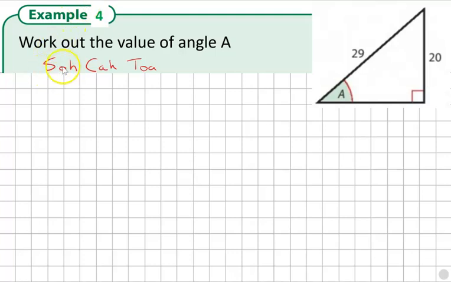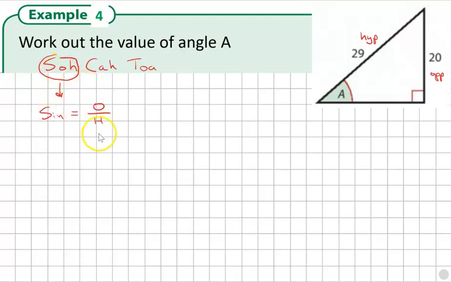So we're going to go with SOH because we have the O and the H. We can't use CAH because we don't have the adjacent. It's unknown. And we can't use TOA because we don't have the adjacent. But again, if you wanted to, you could use Pythagoras' theorem to find the adjacent, and then you could use SOH, CAH, or TOA. So I've labelled the 29 as the hypotenuse, and I've labelled the 20 as the opposite. So I have the O and the H, so we're going to go with SOH.